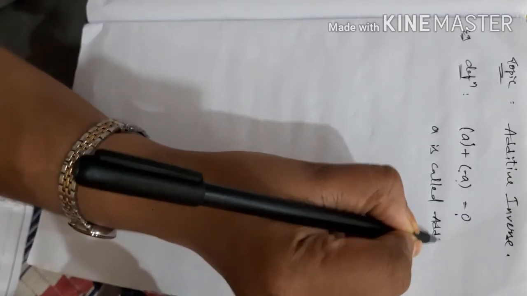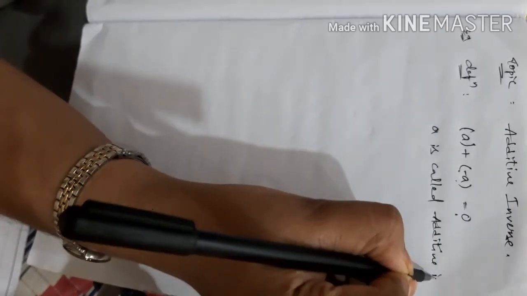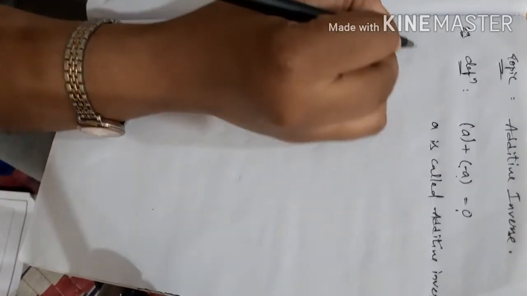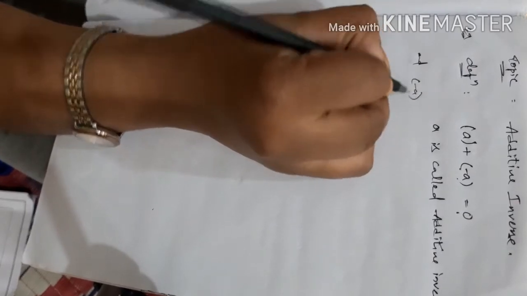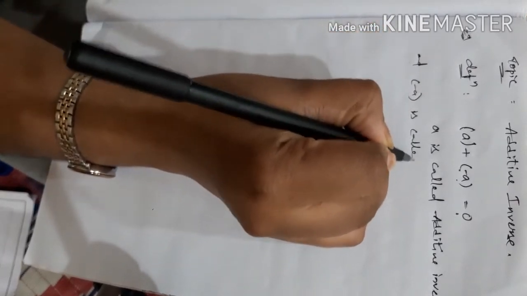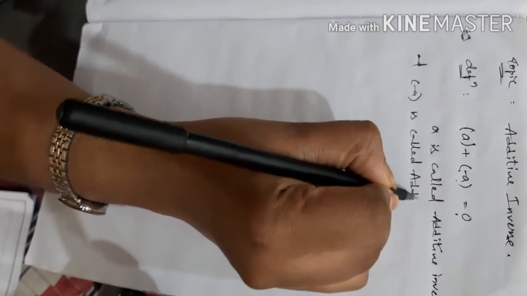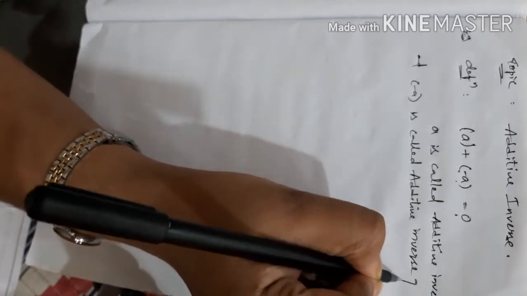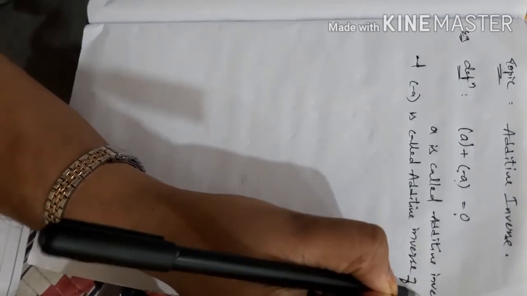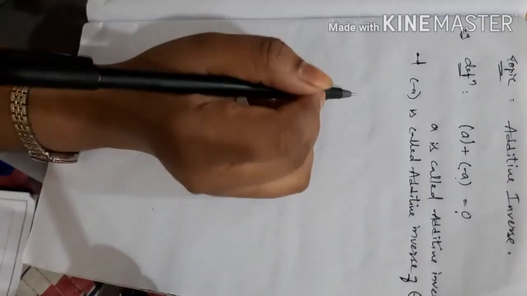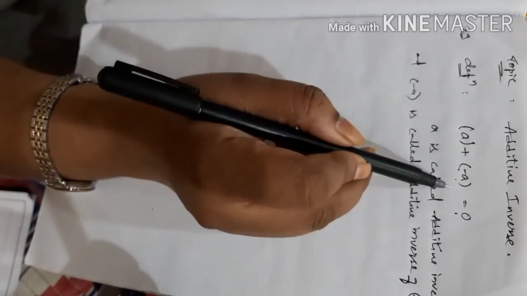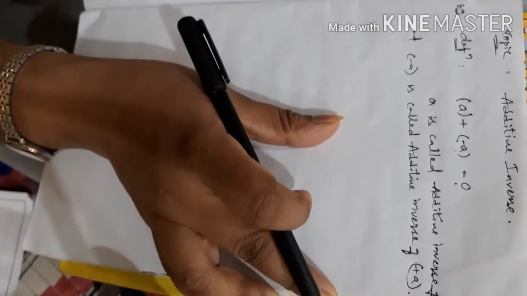additive inverse of minus a, and minus a is called additive inverse of plus a. Clear? It's nothing but both integers are additive inverses to each other.